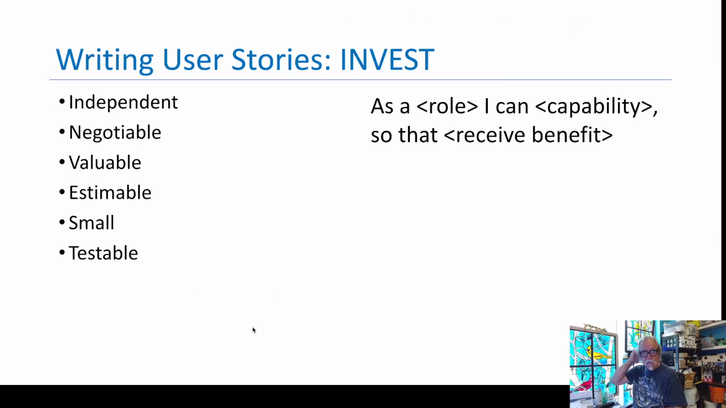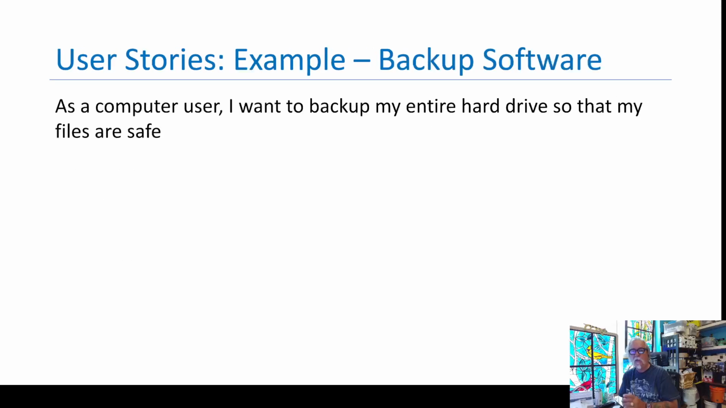The user stories should be independent, so each user story should have an independent thing that you're building. It should be small and testable. That means you can estimate how long it's going to take you to build. It should add value to your product, and it should be negotiable, such that the client could say, actually, I don't want that one, or the priority of that one is going to be lower. So here's a user story example. As a computer user, I want to back up my entire hard drive so that my files are safe.